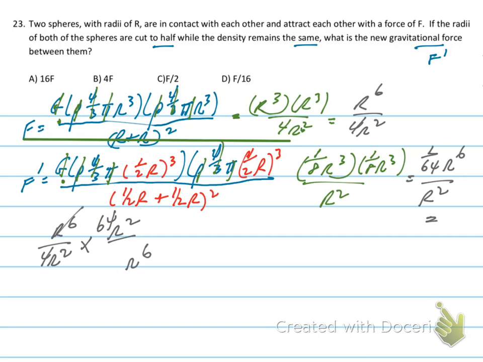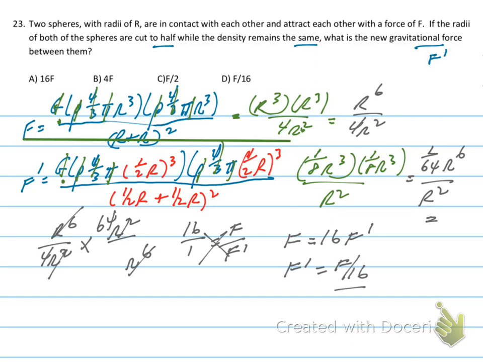The r to the sixth would cancel. The r squareds would cancel. So we're left with 64 over 4, which is 16 over 1, which is F to F prime. We can do a little cross multiplication here, and we're going to get force equals 16 times F prime, but in terms of force, F prime would equal force divided by 16, and D would be our answer.